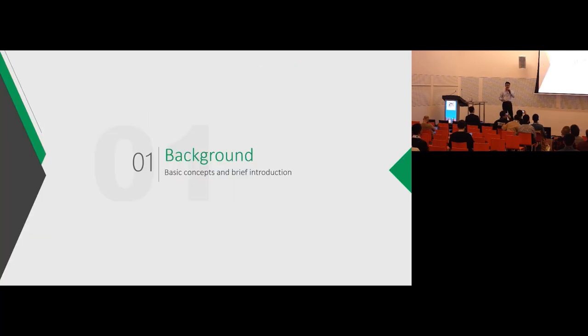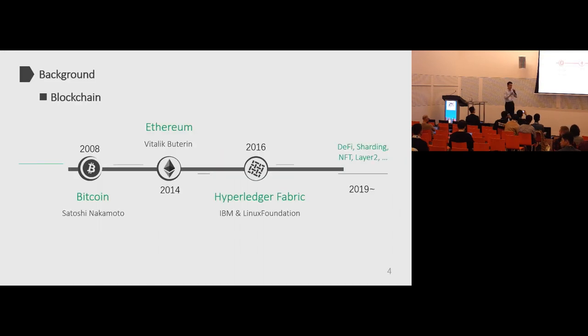At the beginning, I would like to introduce some basic concepts. In this session, it is mainly about the blockchain and smart contract. Most of you, as we all know, Bitcoin is the first blockchain system. After that, we see Ethereum, Fabric, and recently we see DeFi, sharding, NFT, layer 2, and so many hot research topics. But in this talk, we want to go back to Bitcoin, to the origin.